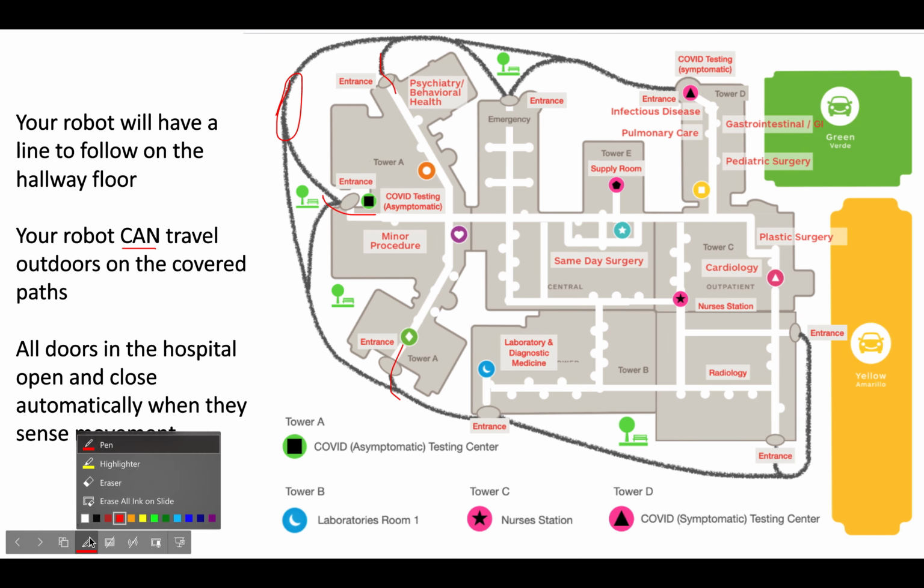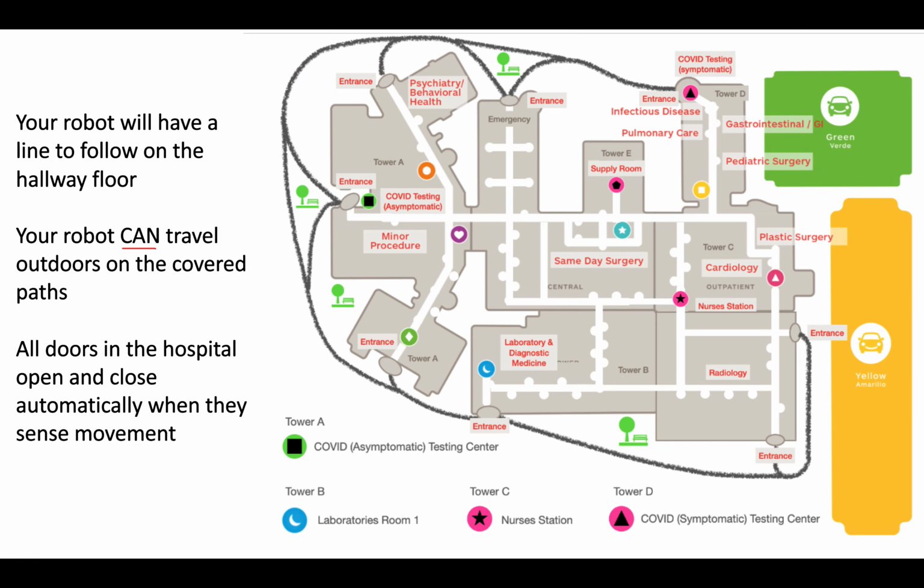Now let's take a look at the map and see if we can locate the things that we have to go to and some of the things that we might want to visit. So the supply room in Tower E is located here. This is going to have to be our first stop and our last stop, because this is where we would begin and end our shift, or our robot would. Then you have a choice. You can decide whether you want to go to the asymptomatic COVID testing center or the symptomatic COVID testing center.